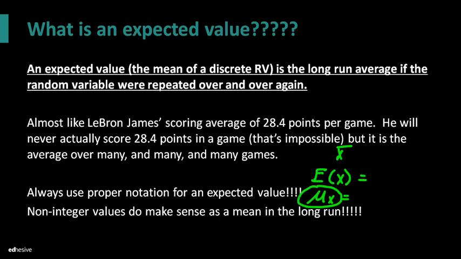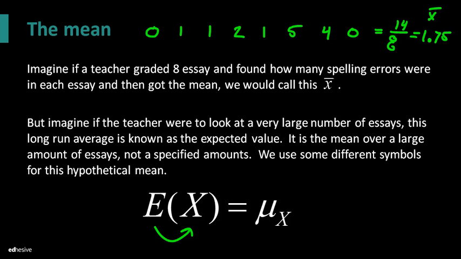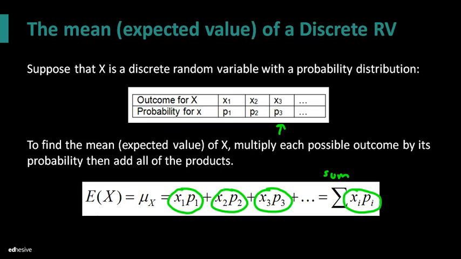Also, please understand that non-integer values do make sense as a mean in the long run. Yes, LeBron James can never score 28.4 points, but when you're talking about an average in the long run, it does make sense to have a decimal there. So go back to our teacher problem here. We got an average of 1.75 from the sample. Well, you could never have 1.75 misspelled words, but that's not what we're trying to talk about here. We're trying to talk about an expected value, so decimals are okay.